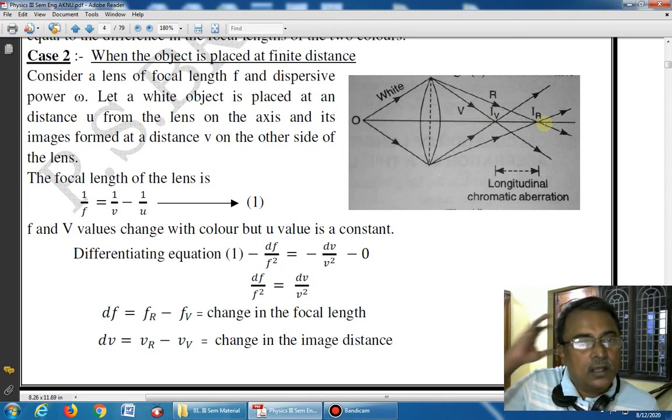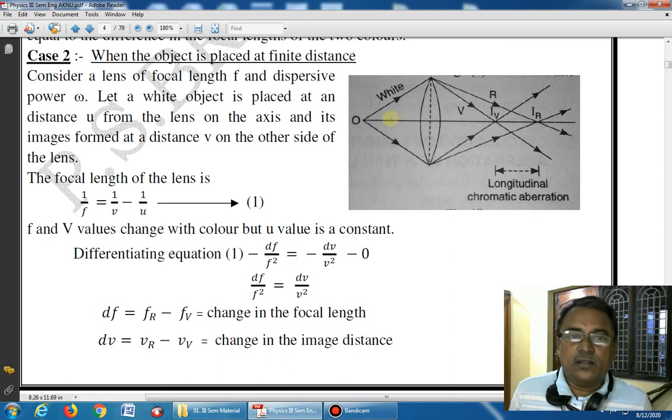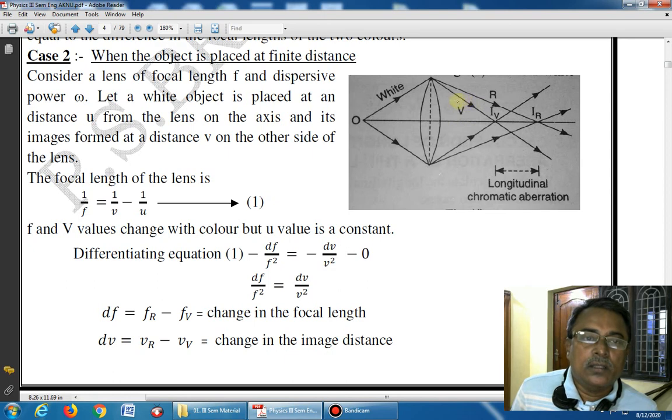Next, the distance between the image and the lens, let it be V, and similarly the object distance, that means the distance between the object and the center of the lens, is U. U is a constant and V is a variable, because the image distance V changes with color. Similarly, the focal length also changes with color. So, F is also a variable.